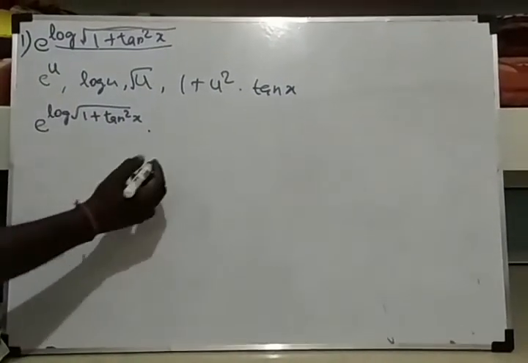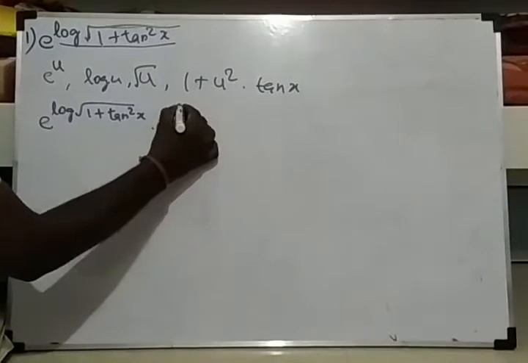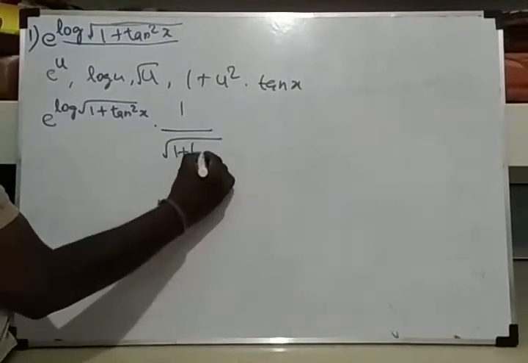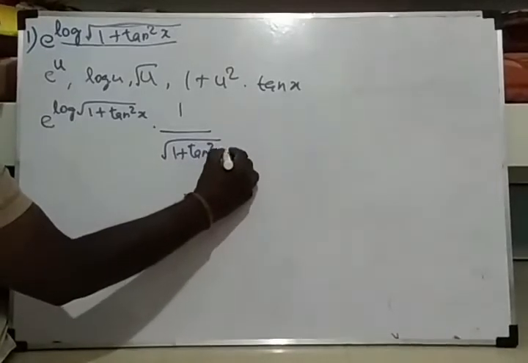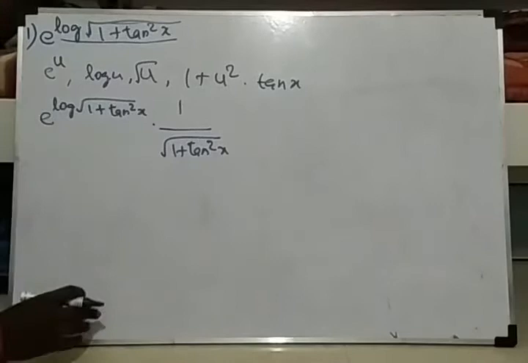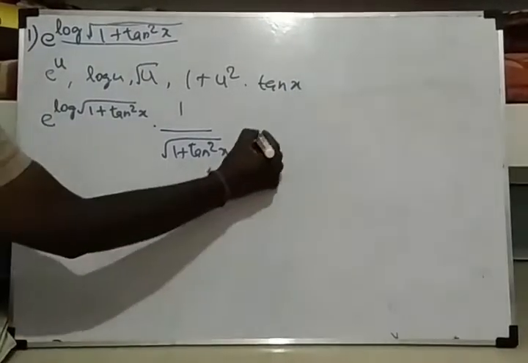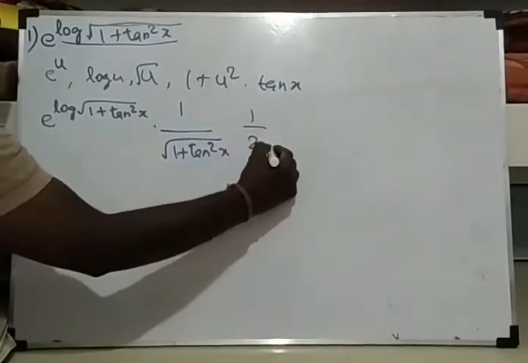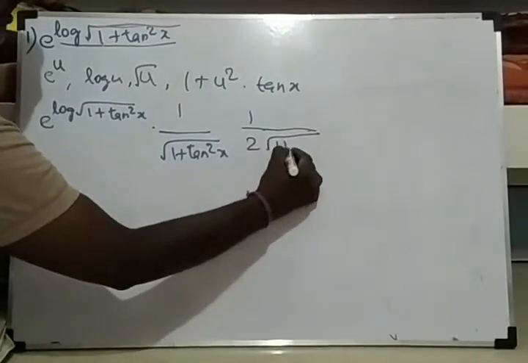Now let us do log u. Differentiation of log u is 1 by u. So here it becomes 1 by 1 plus root of 1 plus tan square x. Now we have to do the root. We know the derivative of root u is 1 by 2 root u. That is 1 by 2 into root of 1 plus tan square x.